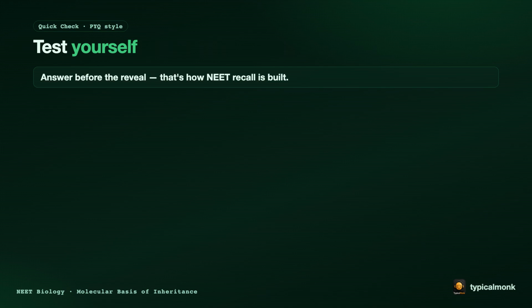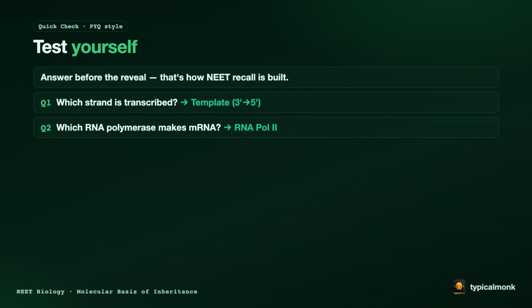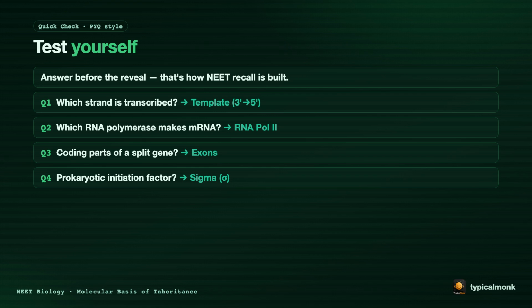Now test yourself. Answer each one before it is revealed. Answer first. That is how you build strong NEET recall. Question 1. Which strand is transcribed? Answer. The template, that is 3' to 5'. Question 2. Which RNA polymerase makes messenger RNA? RNA polymerase 2. Question 3. The coding parts of a split gene. Exons. Question 4. The prokaryotic initiation factor. Sigma. Question 5. Removing introns is called splicing.